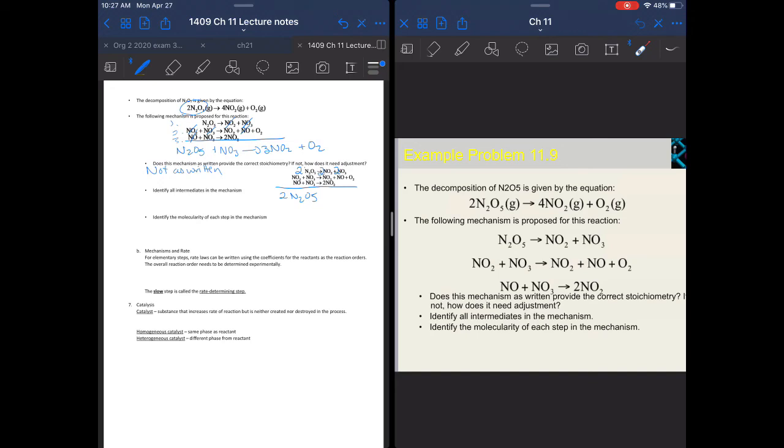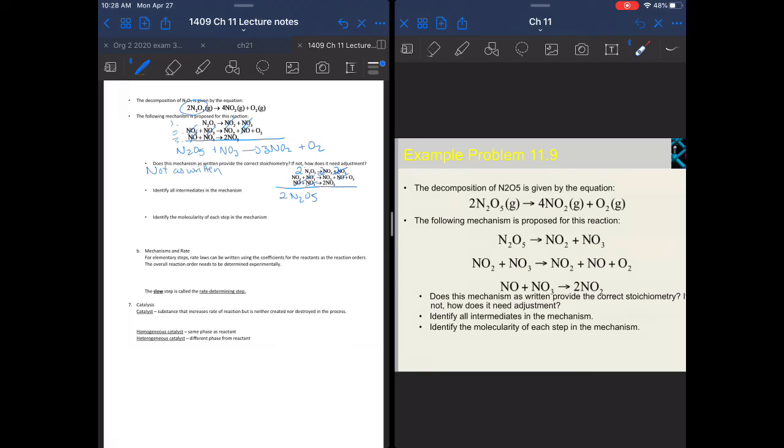And let's see, what cancels out? 2 moles of NO3 will cancel out with both 1 and 2 moles of NO3 on this side. Now we have 1 mole of NO canceling out NO. And the only thing we have to deal with now is NO2.